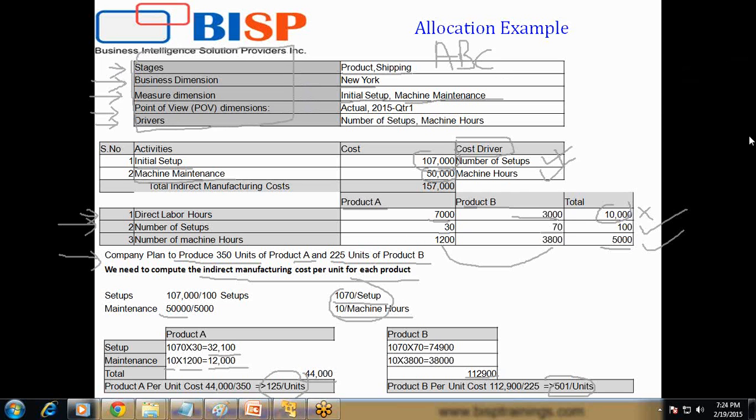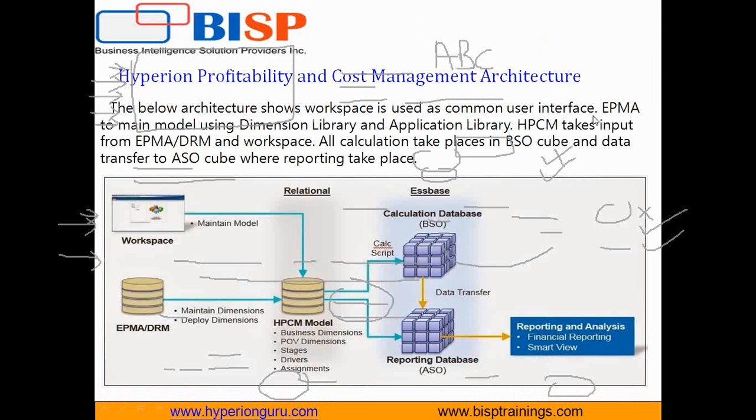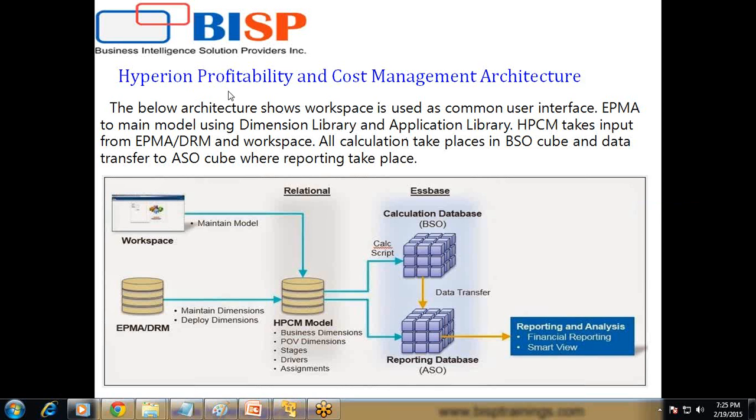Let's discuss this in more detail, because now you know how cost allocation is done. We see how to relate this to HPCM. When you look at the profitability and cost management architecture, you find HPCM behind this can use Essbase. It uses two Essbase cubes. The architecture below shows a workspace, a common interface through which your business users are going to communicate with HPCM. It's an application, so workspace is the common interface.